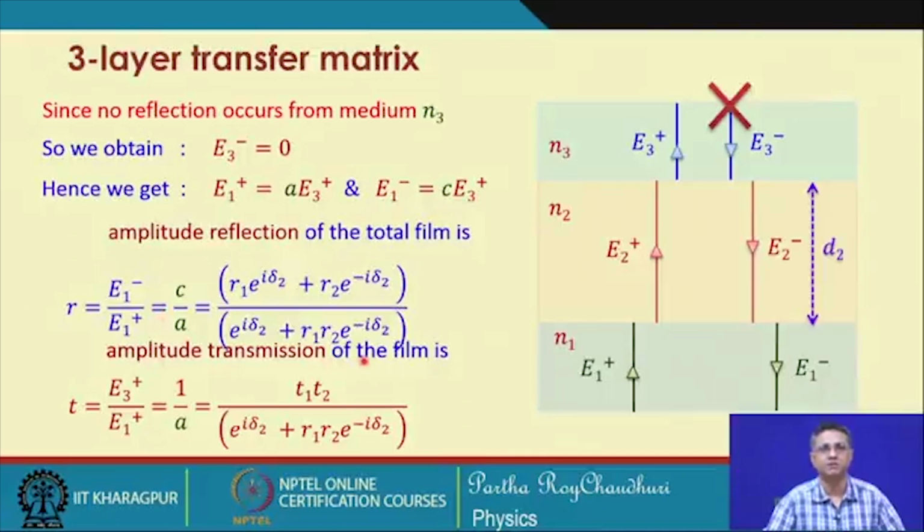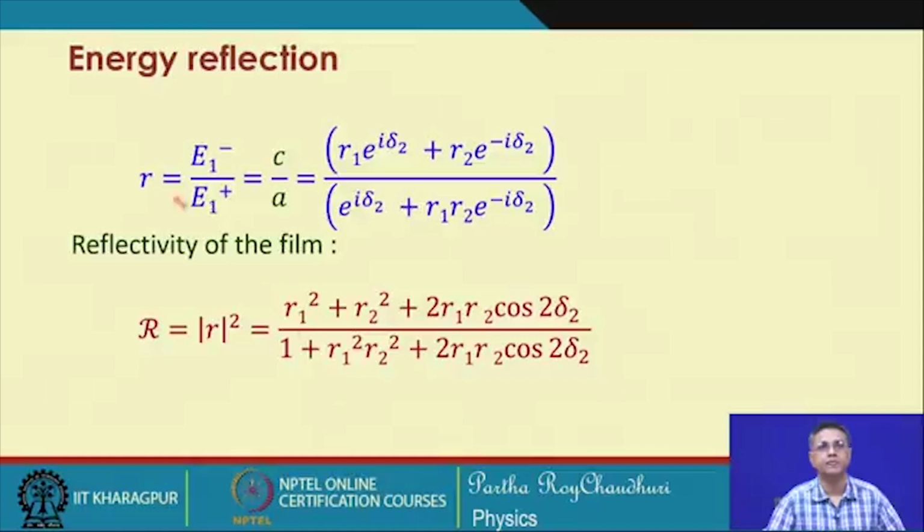Then the amplitude transmission of the film can in the same way be represented by 1 by A, that is I just take this equation. So, E3 plus by E1 plus will give me 1 upon A, which is equal to this. This is very interesting, and from here we can find some old relations.